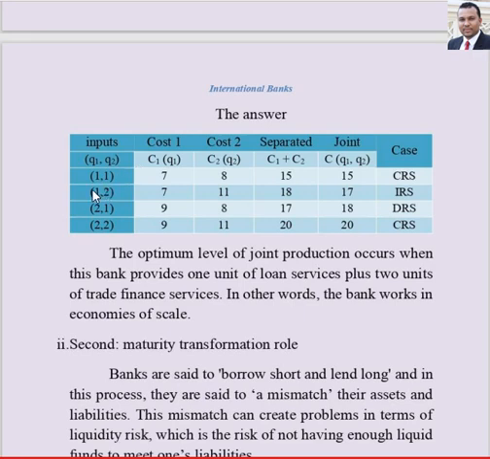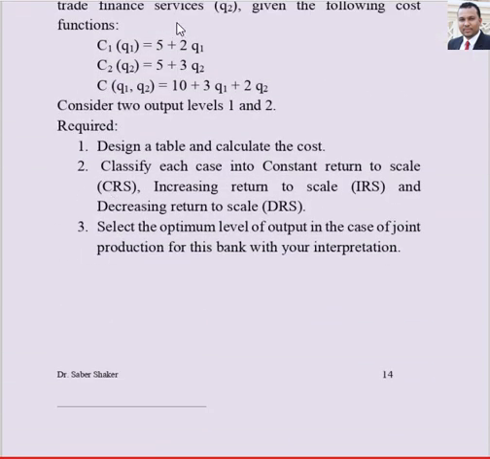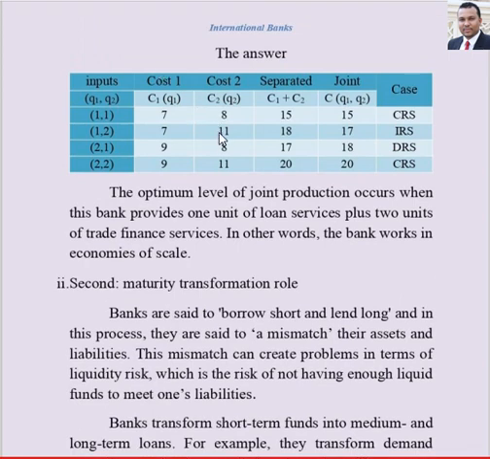Case number 2. When Q1 equal 1, yes, the same value, 7. But in this case, Q2 equal 2. So we will replace Q2 with the value 2. So 5 plus 3 multiply 2. 3 multiply 2 equals 6 plus 5 equal 11. So the value in this case equal 11. Summation: 7 plus 11 equal 18.